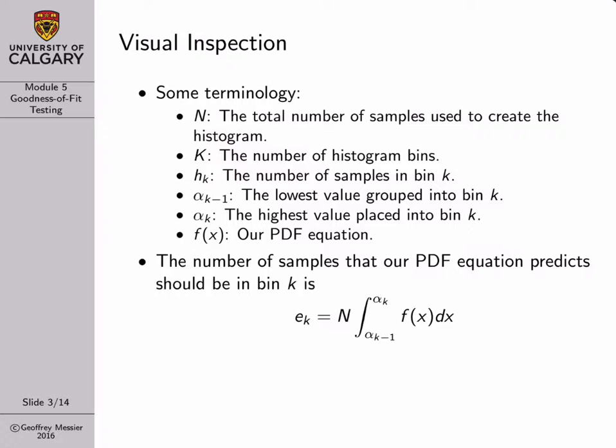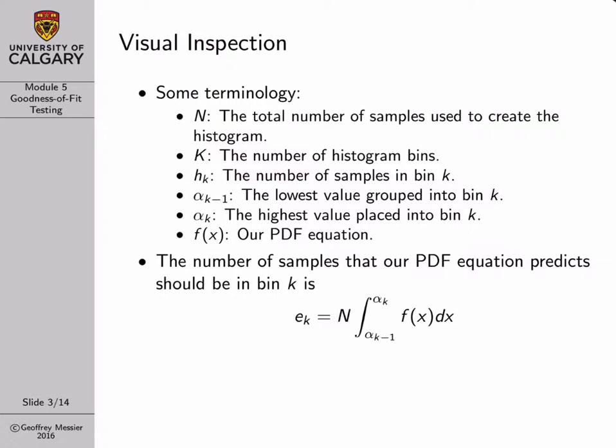However, for the purposes of this discussion, we're going to go a slightly different route because it's going to help lead us into the discussion of the next goodness of fit testing, which is chi-squared goodness of fit testing. So rather than scaling the histogram, we're going to leave the histogram as it is, and we're going to use our PDF equation to predict how many samples should fall into each bin according to our candidate PDF. And then we're going to plot both things on the same plot.